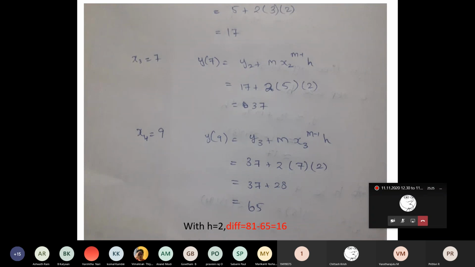For step size h equal to 4, we found the difference is 32, and for step size equal to 8, we found the difference is 64. Now also the difference reduced by 2 times. So we can say the error is directly proportional to the step size. That's what we conclude with this. And next slide.